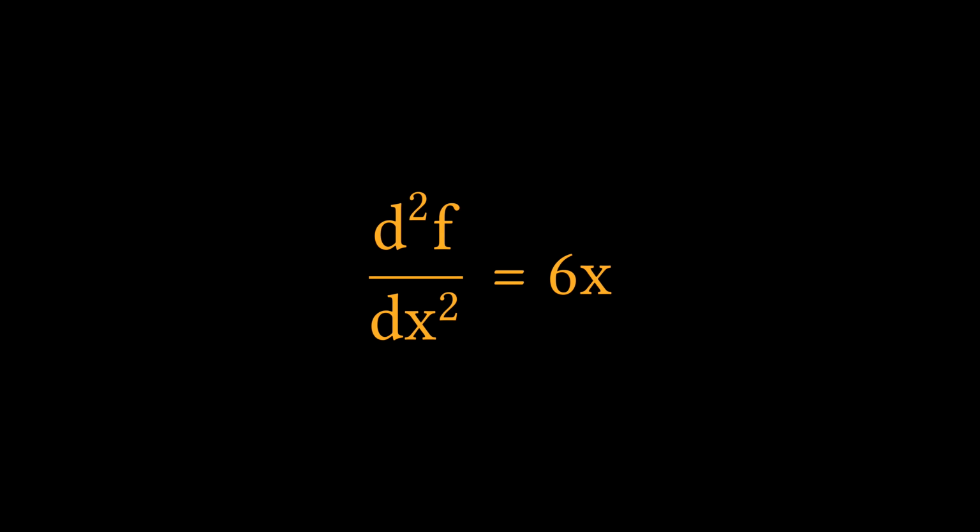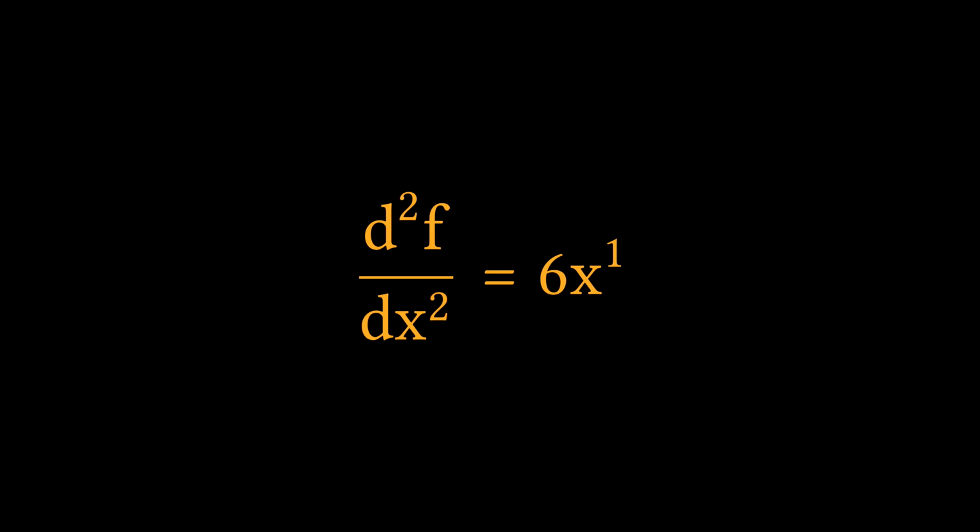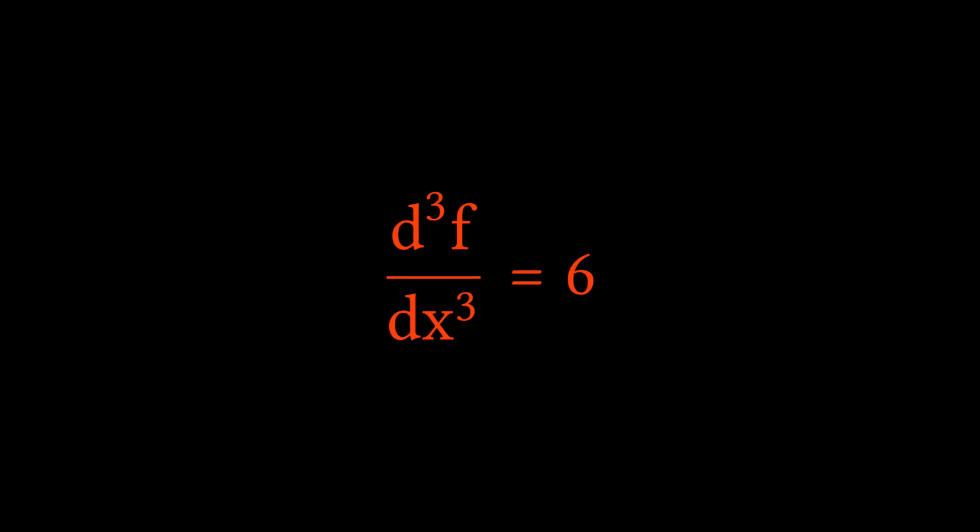To take the derivative again, we have to realize that x without a power actually means x raised to the power of 1. And so the 1 hops down and is multiplied by the 6. The x then goes away because we decrement the power to get x to the 0, and anything raised to the power of 0 is just 1.